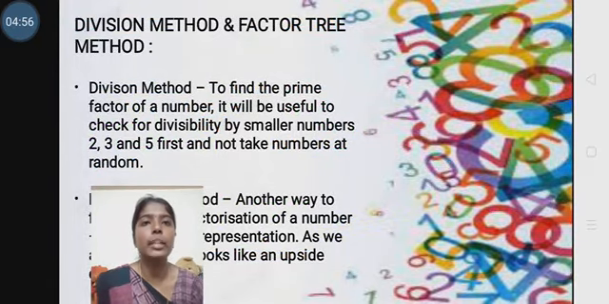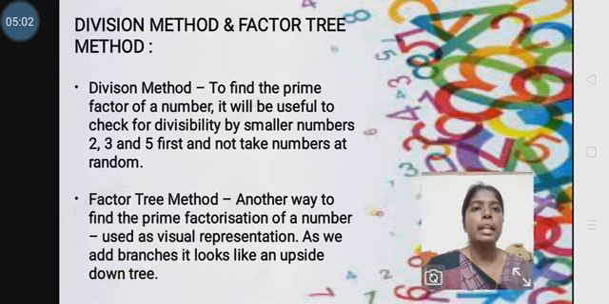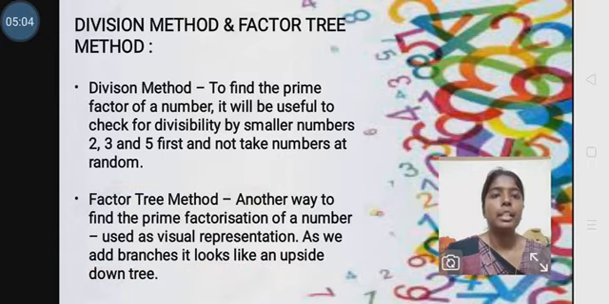Next, we are going to see about division method and factor tree method. Division method. To find the prime factors of a number, it will be useful to check for divisibility by smaller numbers 2, 3 and 5 first and not take numbers at random.